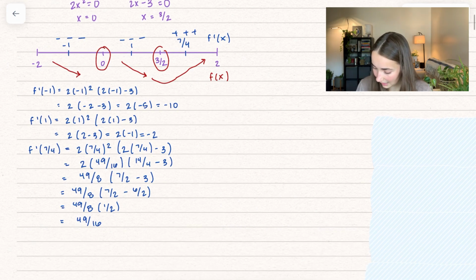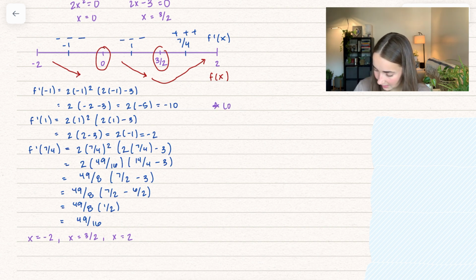So the values that we actually want to plug in are going to be x is equal to -2. We can skip x being equal to 0. x is equal to 3/2, and now x is equal to 2. So right here, we for sure have a local minimum.